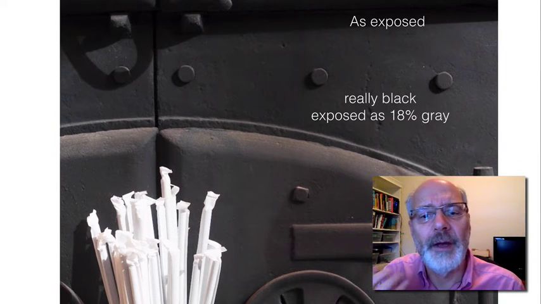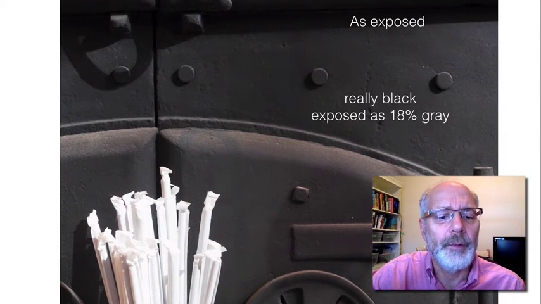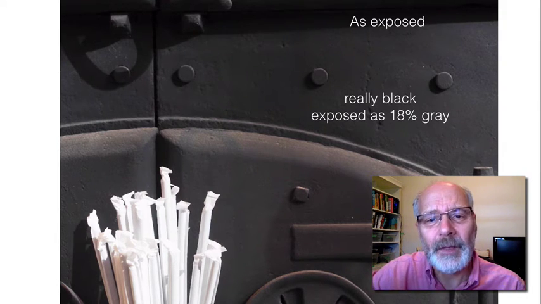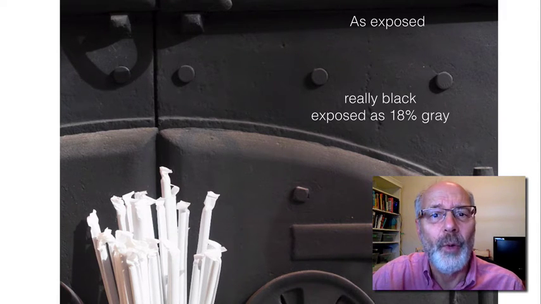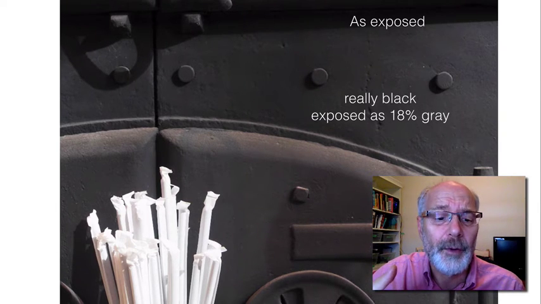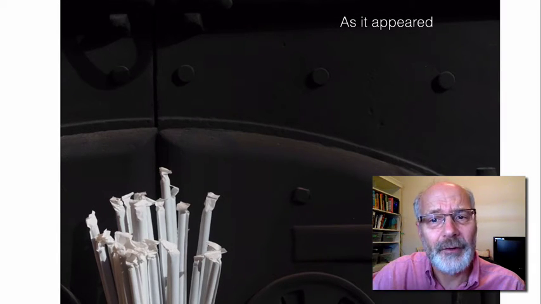So here is a very black oven in front of some white straws. And the problem in this image is that the oven, which is really black, is being exposed pretty close to 18% gray, which is exactly not what was in the real world. And as a result of that, the straws are overexposed and the highlights are completely blown out. There's no detail in them. This is what the scene actually looked like, and this is what the camera should have seen.